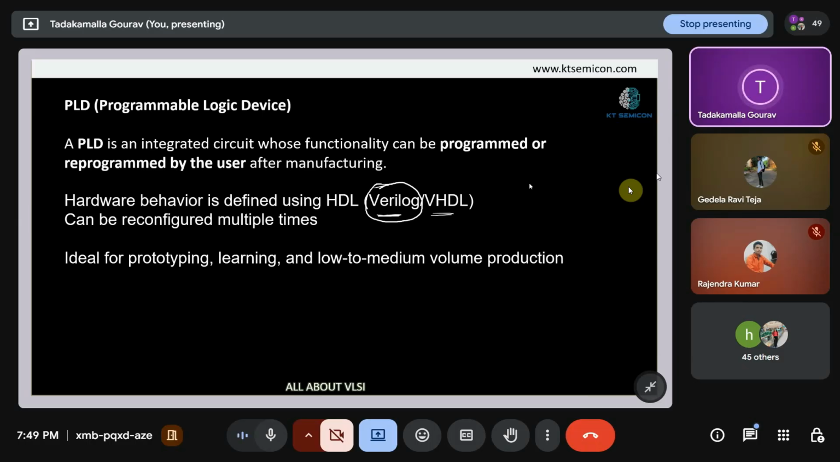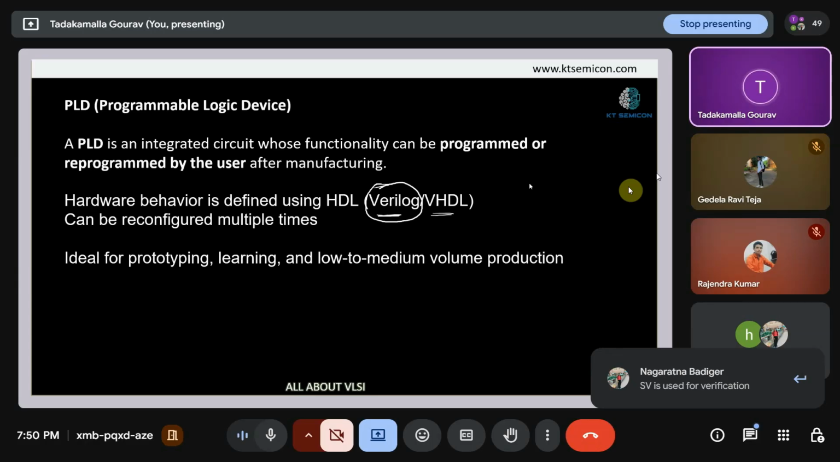So this is where you use a programmable logic device compared to your ASIC. Now, if you feel that all your requirements are met, then you are going to implement that same program on an ASIC. So this is where your PLD comes into the picture, and you use it also for learning purposes.